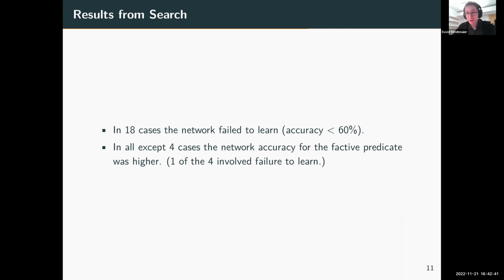And of these 51 settings, in all except 4 cases, the network accuracy for the factive predicate was higher than for the contrafactive ascription predicate. So we already see here that there is definitely a pattern of it just being better with the factive predicate than the contrafactive predicate. And I have some more pictures on that on the next slide.